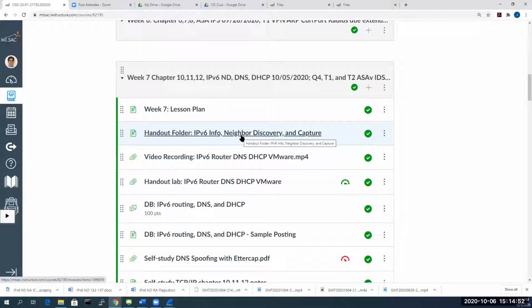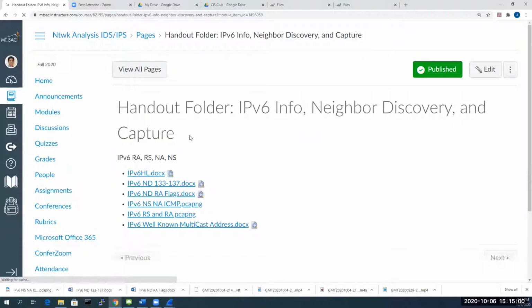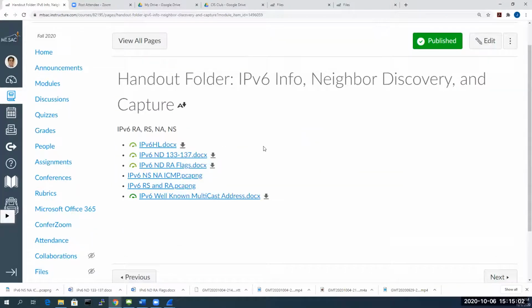Okay, and in the IPv6 folder for the corresponding courses, if you click that, you're going to see a few files here, depending on the course you're taking. IPv6, this is just a highlight. We're going to go through the concept, and then this focuses on the neighbor discovery protocols 133 to 137, which are the neighbor discovery protocols we just mentioned.